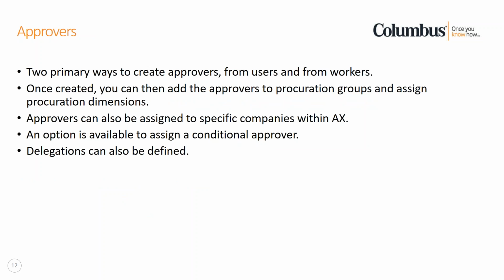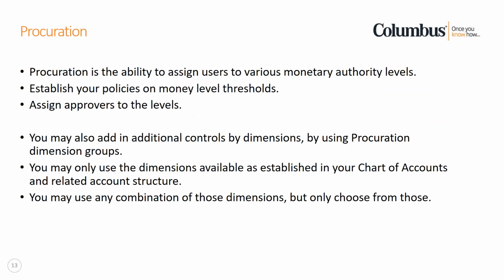Approvers are the people that sign off and approve the invoices. There are two ways you can create those, from the users or from workers, if you've got HR switched on and we're using that. Once created, we can then use dimensions to assign workflow. So if one of your dimensions is, for example, a department or a cost center, individuals can be specifically assigned to approve certain dimension values. They can also be assigned to specific companies within AX, and we can also assign conditional approvers and delegations for holidays and vacations, things like that.